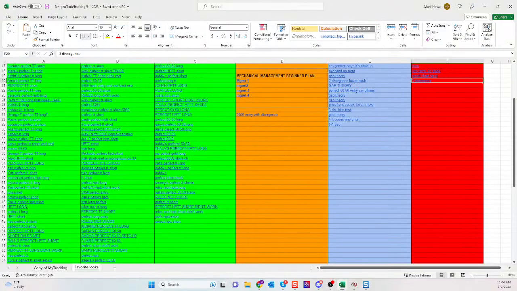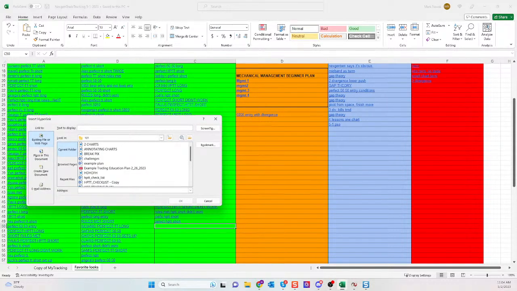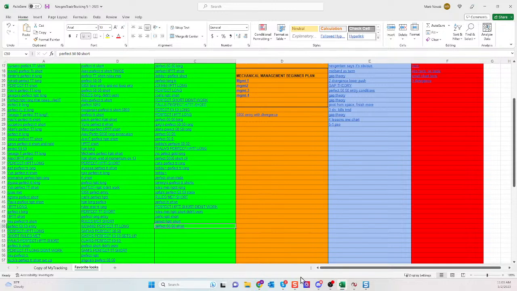I'm going to open up a spreadsheet, right? And I'm going to put that link in there. And I'm going to label it perfect 50-50 short. And I'm going to come back and I'm going to study this. And this is going to be the basis for what every 50-50 short I take looks like.